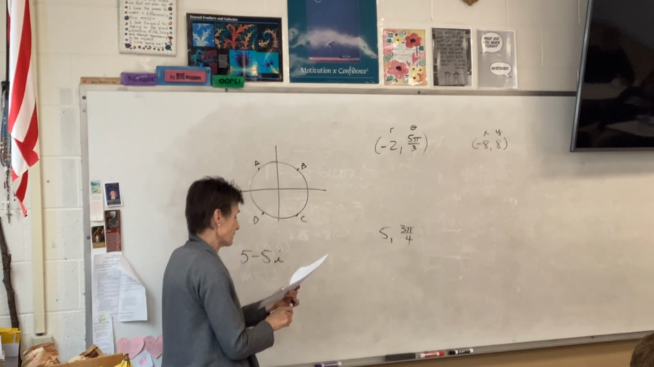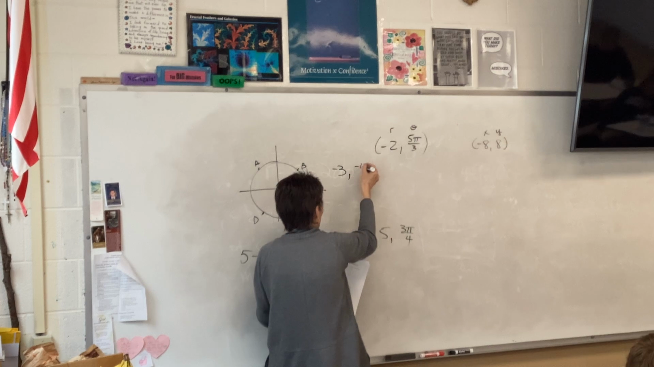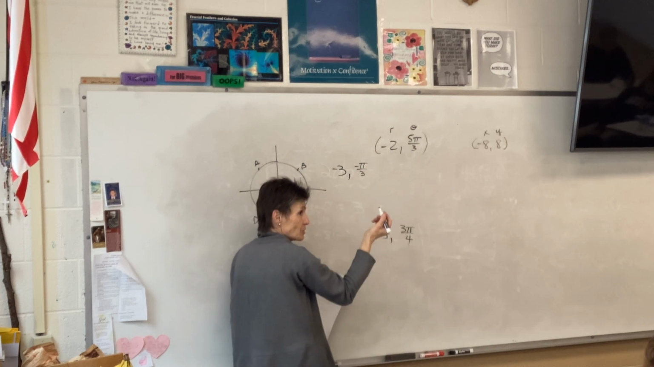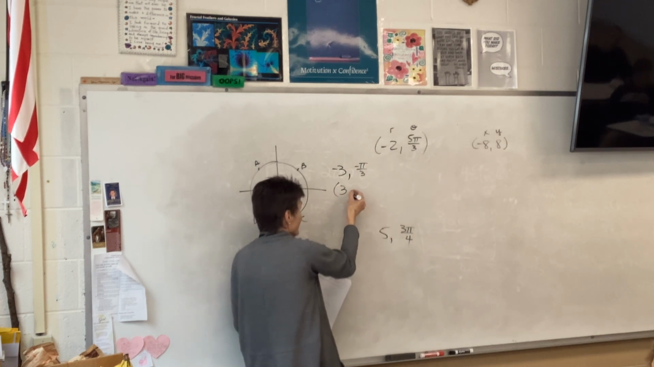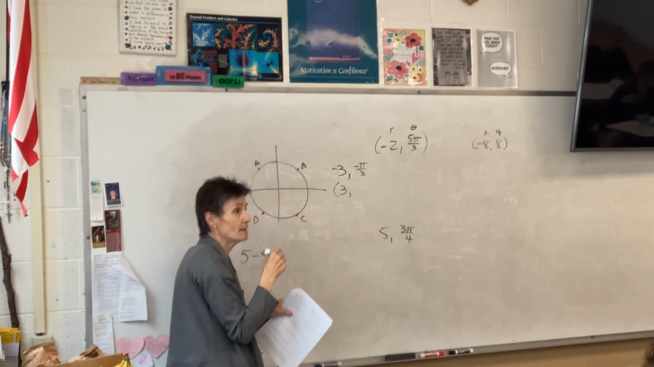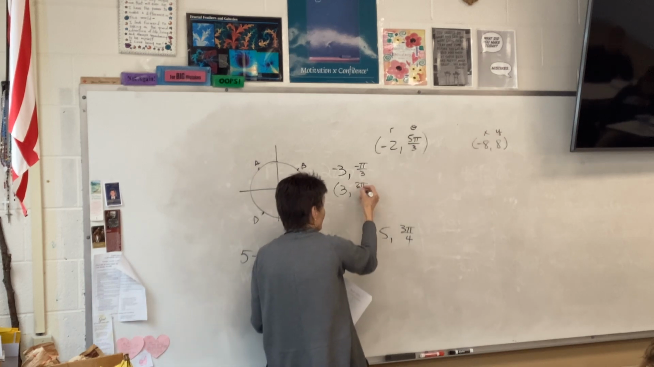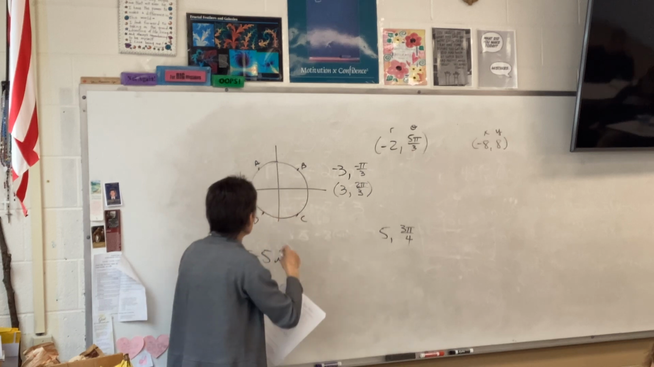Now, this next one's a little tricky. Negative 3, negative pi over 3. Somebody just told me that if I make that positive, then the angle's going to change by pi. So that would become 2 pi over 3. So that one is point A.